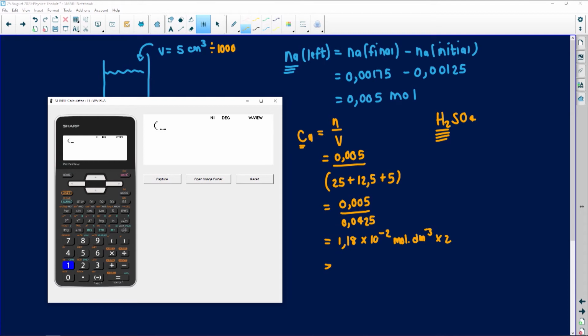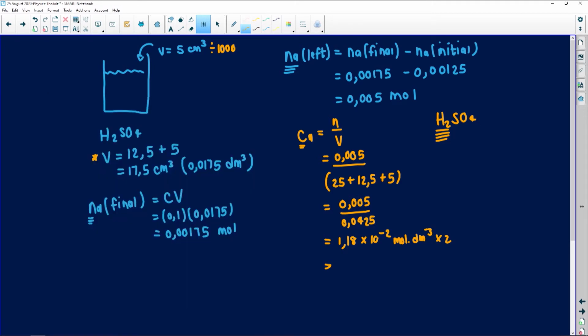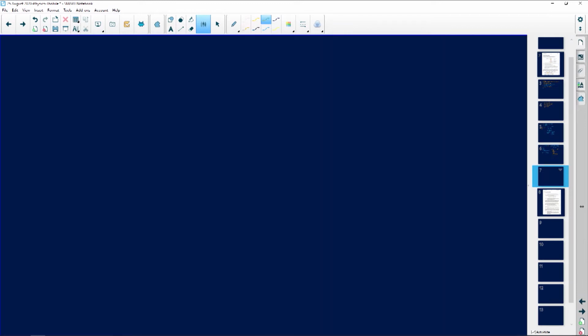So if we have 1.18 times 10 to the exponent -2, taking that down, multiply that by 2, and that is then how I got that. If you didn't know how I got that answer there for the concentration, which is 0.0236 mole per cubic decimeter. Remember, we are not done. They wanted us to calculate the pH. So now I'm going to move to calculating the pH.